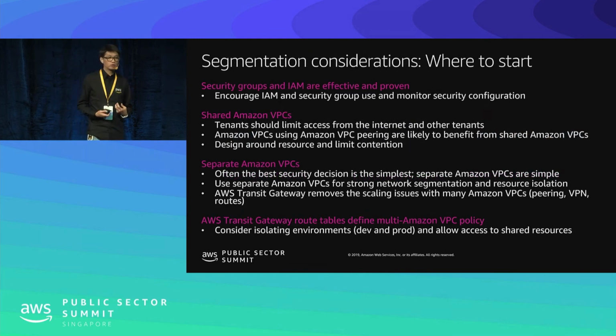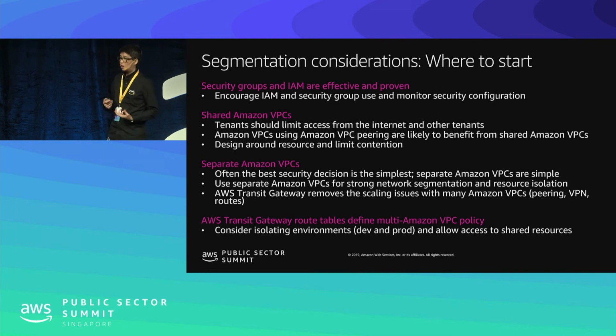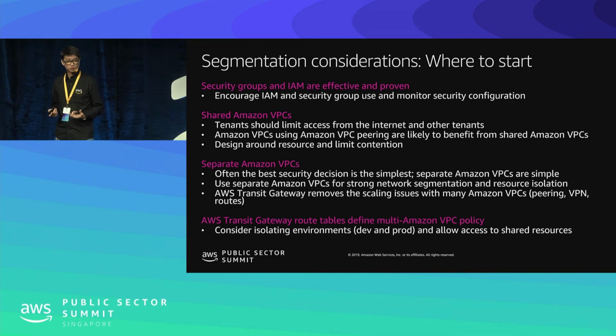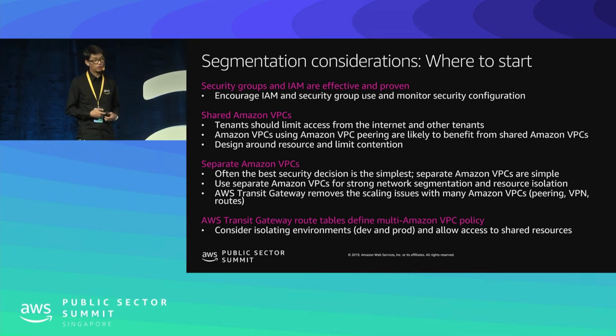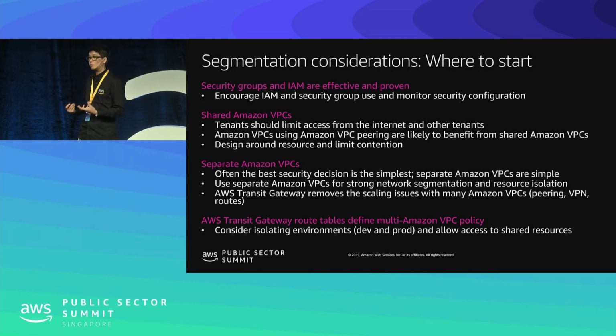So when you do segmentation, this is something you want to consider in terms of how am I going to design my IAM policies? How am I going to segregate my security groups? Do I go with shared Amazon VPCs, or do I have separate Amazon VPCs, because it gives me more control and is also easier to manage. Having multiple VPCs in a single account, you have to leverage the IAM policy to control who can access which VPCs in that particular account.